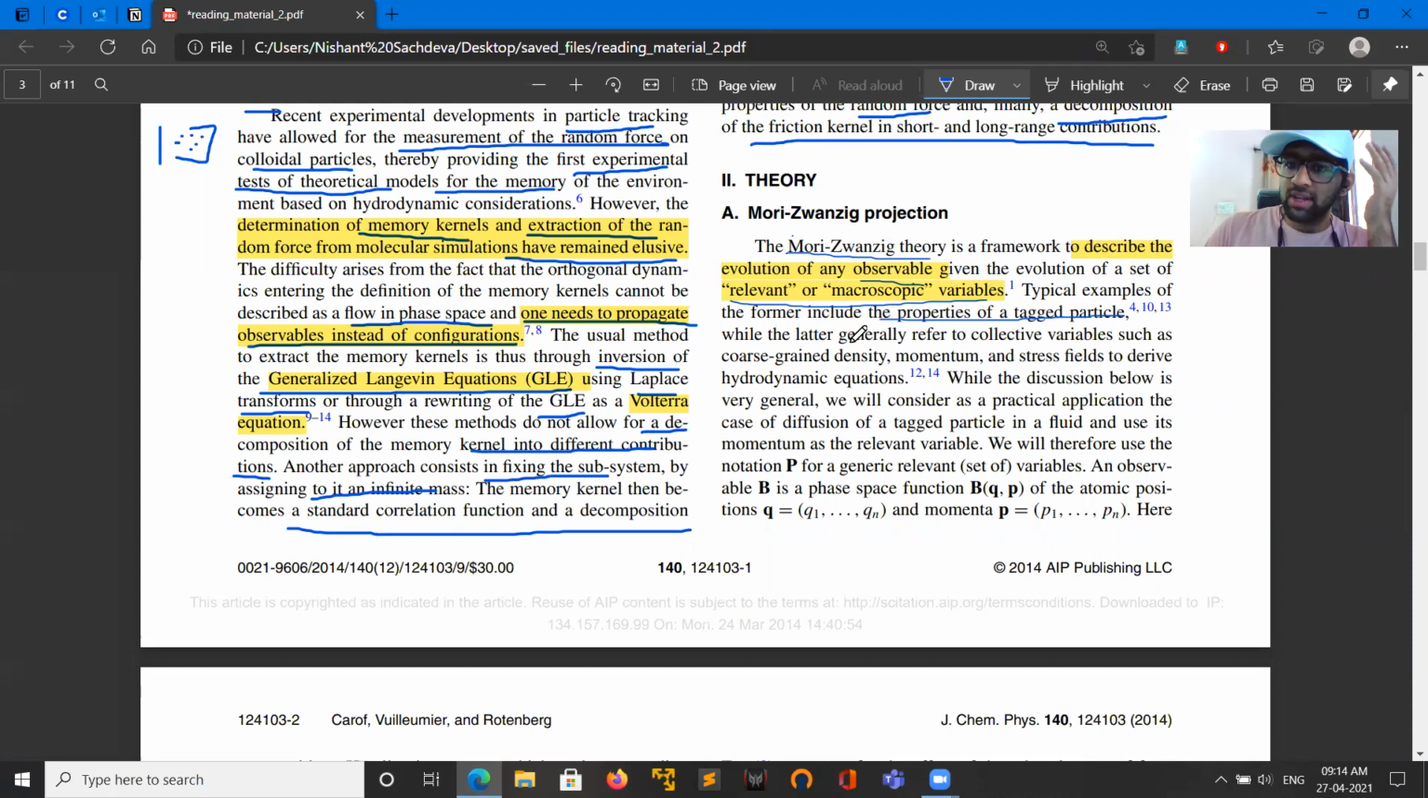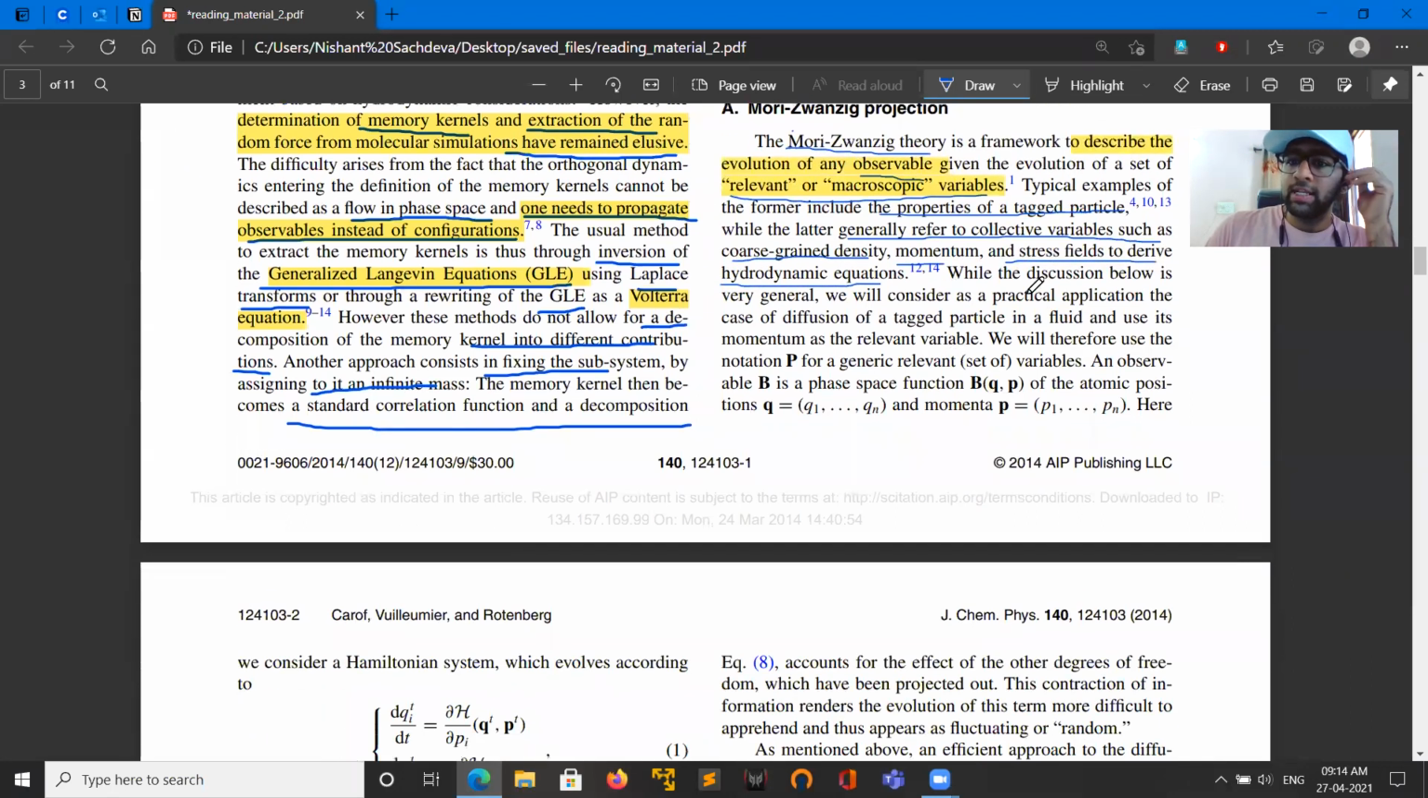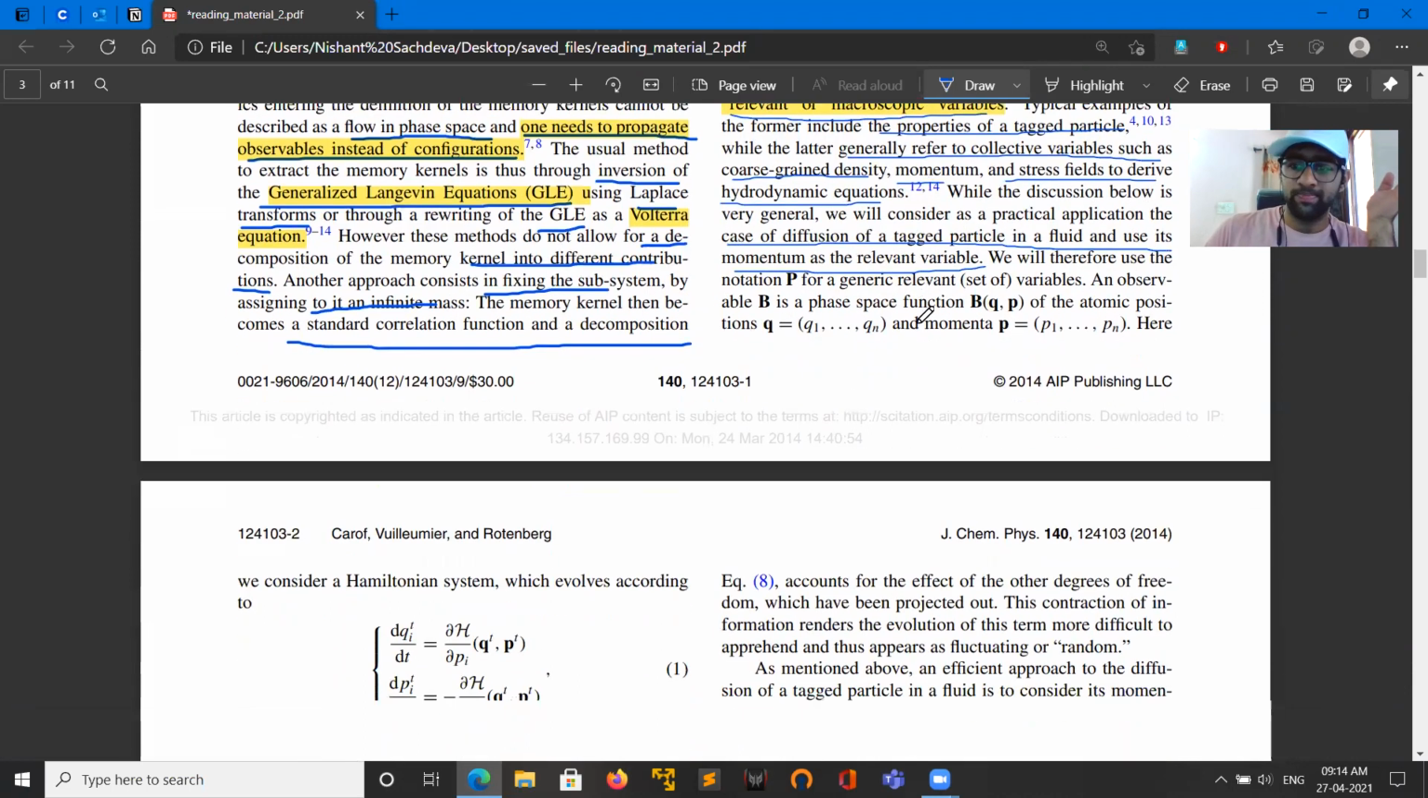Generally they refer to collective variables such as the coarse-grained density, momentum, and stress fields to derive hydrodynamic equations, again with reference to other papers. The discussion we do here is very general, but we will also consider as a practical application the diffusion of a tagged particle in a fluid, using its momentum as the relevant variable. So we have the generic description of how this works, and then we study the proper example.